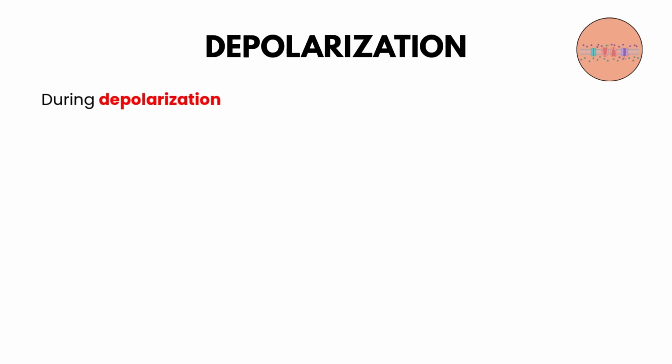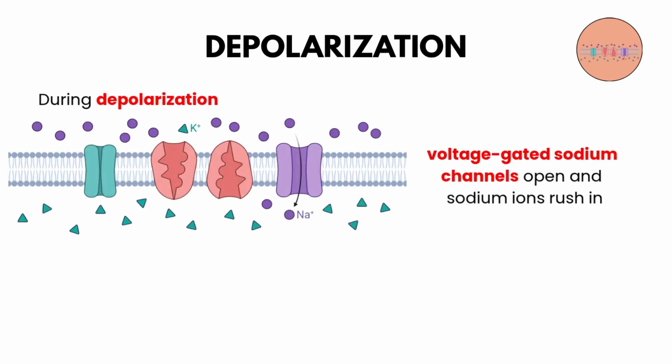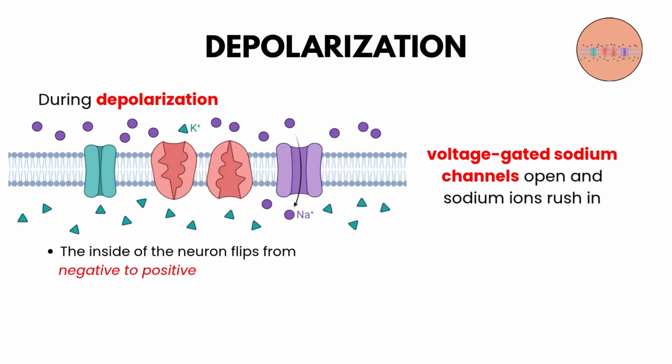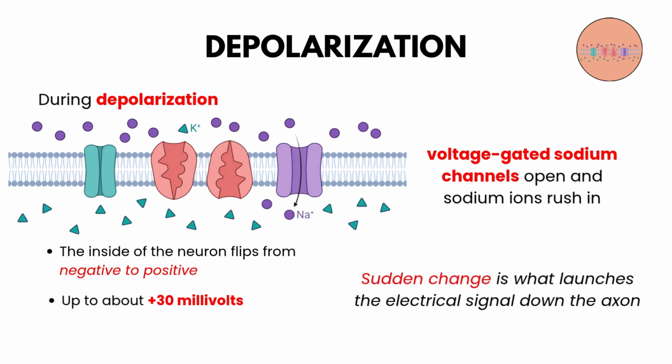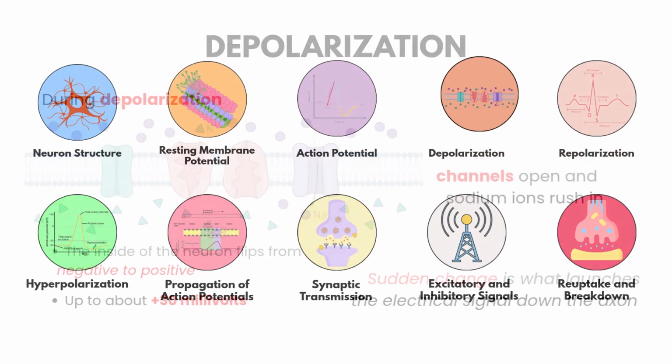Depolarization. During depolarization, voltage-gated sodium channels open and sodium ions rush in. The inside of the neuron flips from negative to positive, up to about +30 millivolts. That sudden change is what launches the electrical signal down the axon.